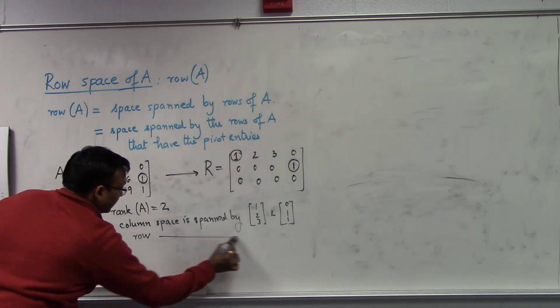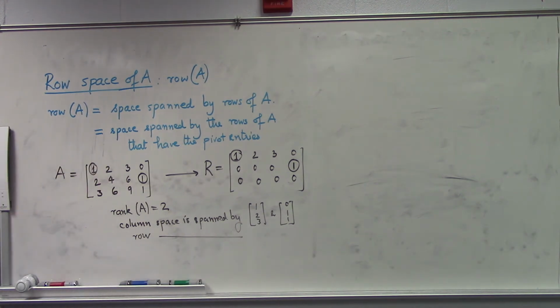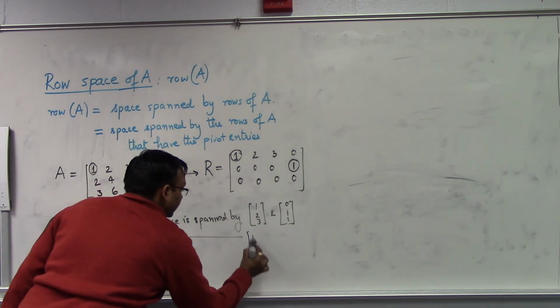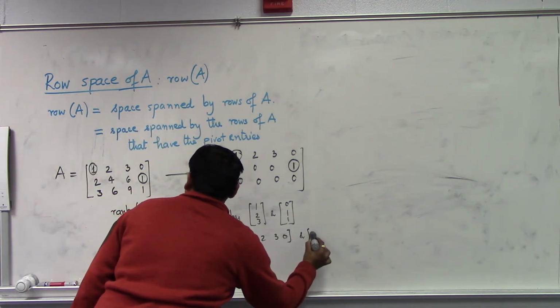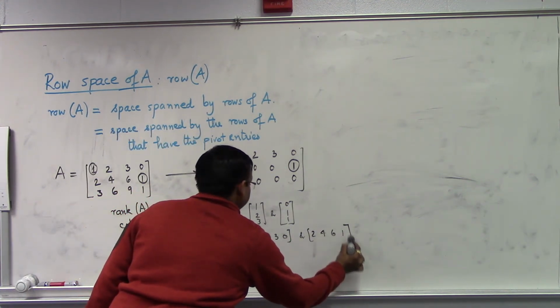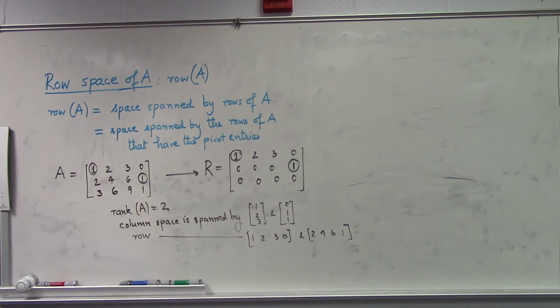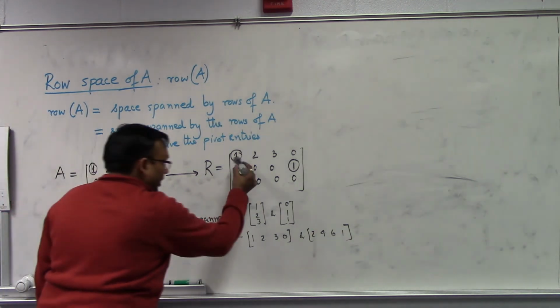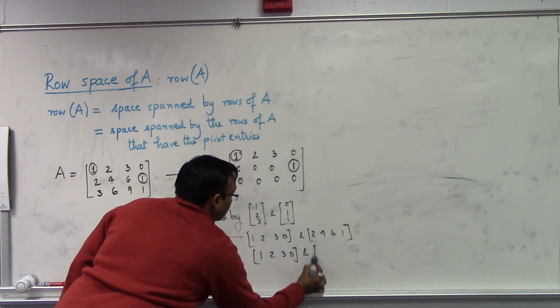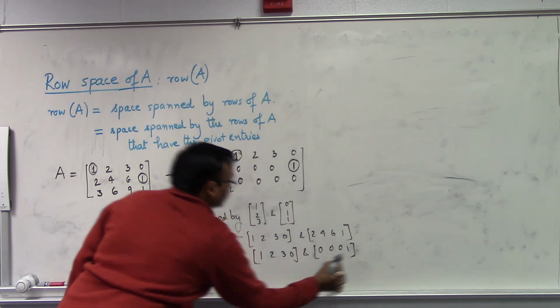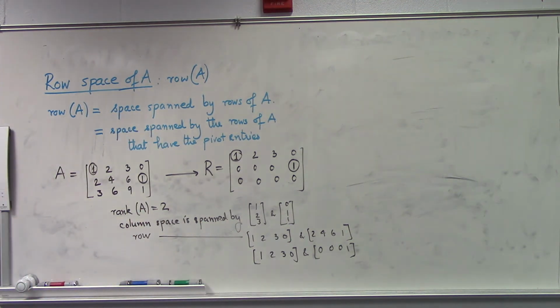Row space is spanned by, remember, the rows that have the pivot entries. So I can say the row space is spanned by (1, 2, 3, 0) and (2, 4, 6, 1). However, if you think a little bit, I can give you one more description of the row space. In fact, I could have used the row reduced version of it and said the row space is spanned by those 2 vectors also.